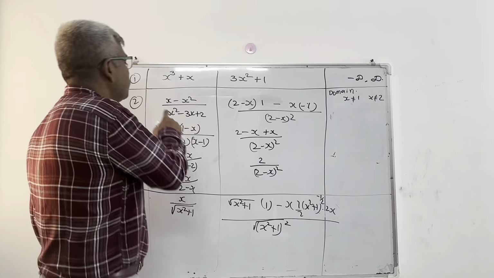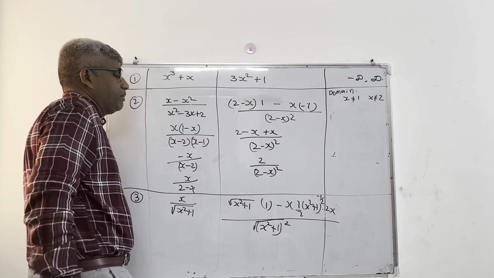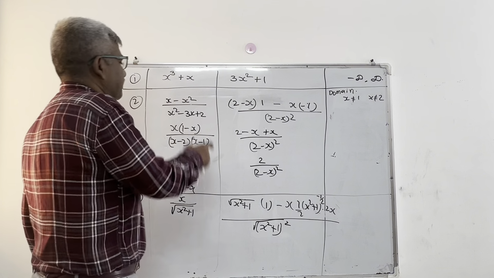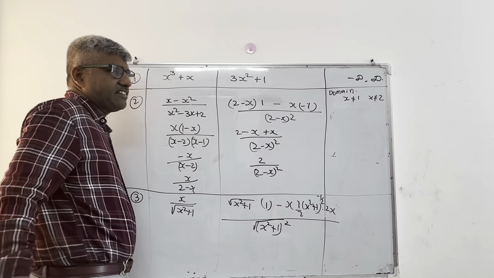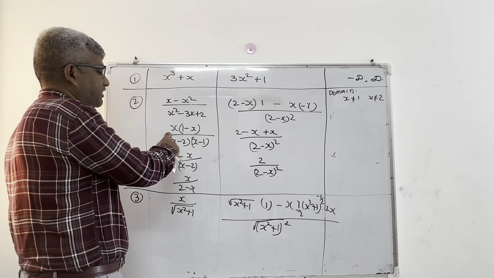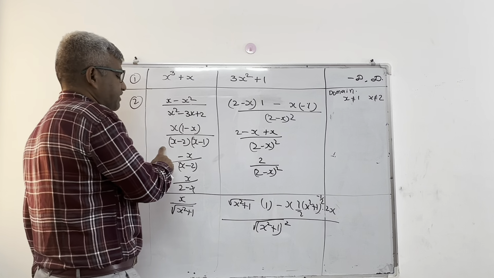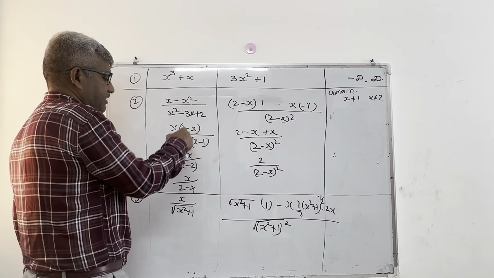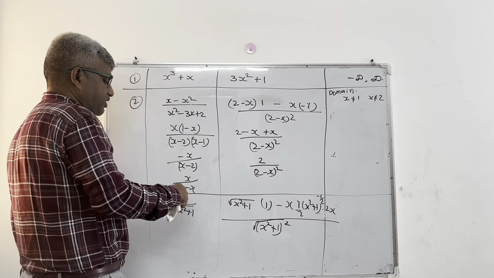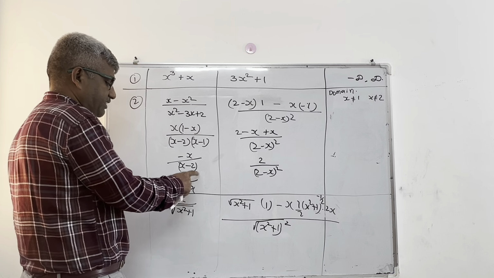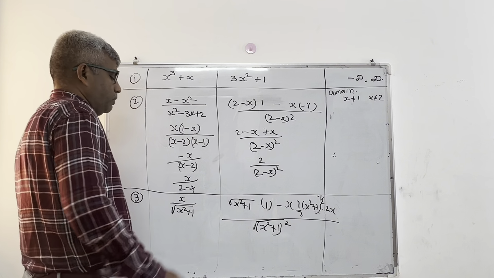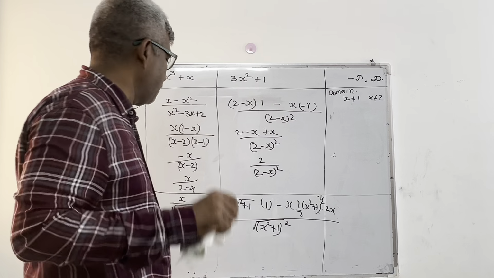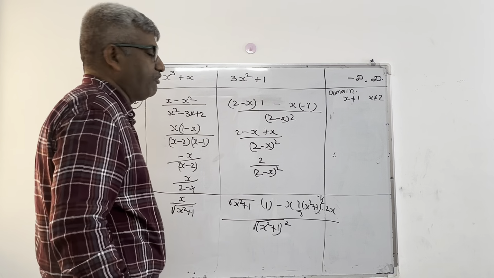Okay. Question number 2, x minus x squared over x squared minus 3x plus 2. You first factorize. If there is a rational function, you try to factorize first: x times 1 minus x over x minus 2 times x minus 1. The x minus 1 cancels in the denominator, giving minus x over x minus 2, that is x over 2 minus x. Okay, x over 2 minus x is the simplified form of question number 2.